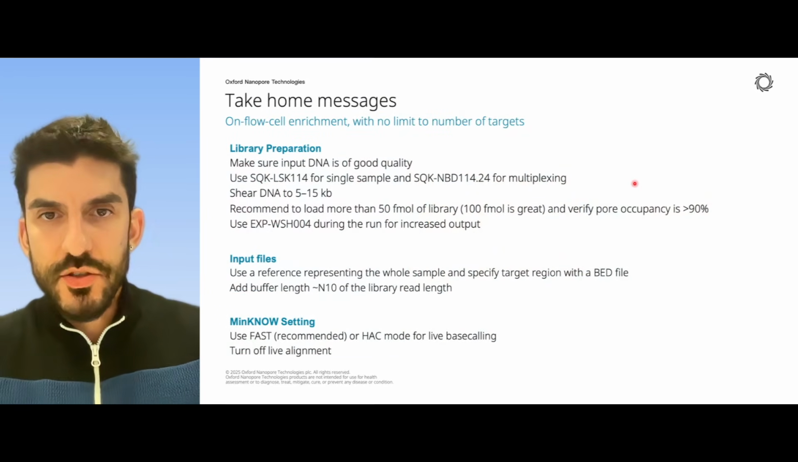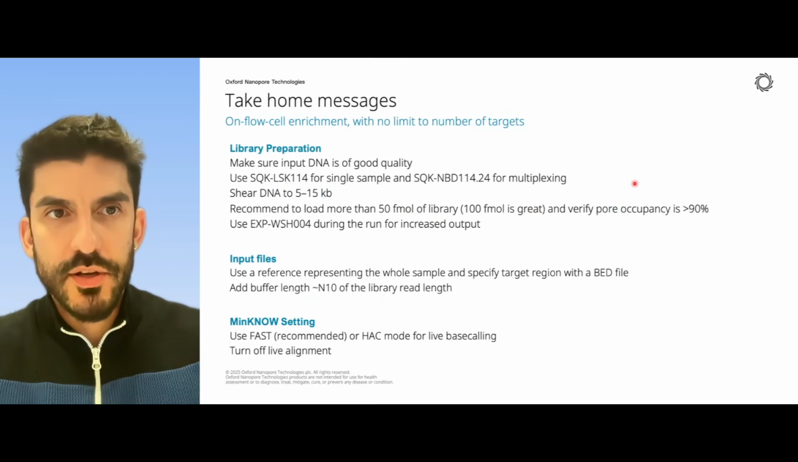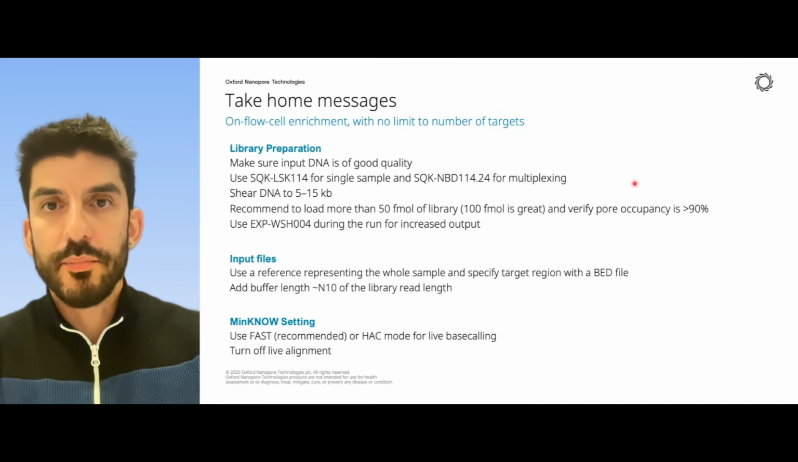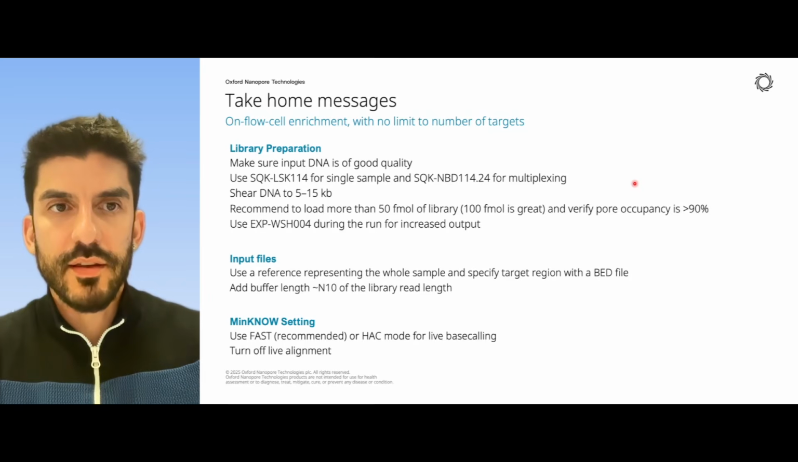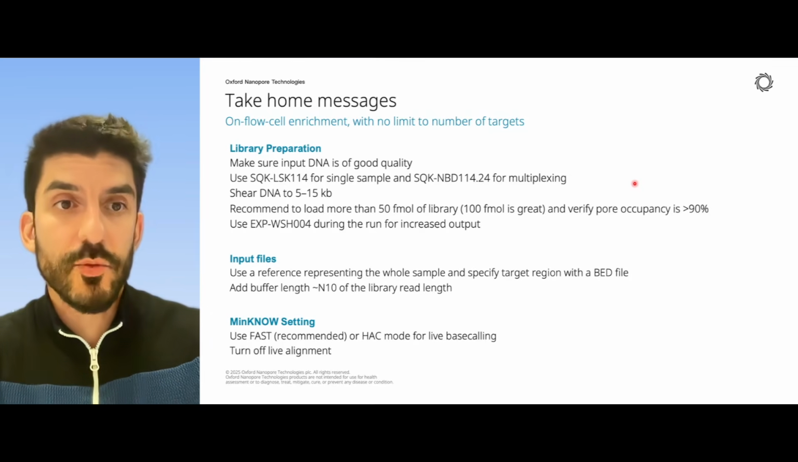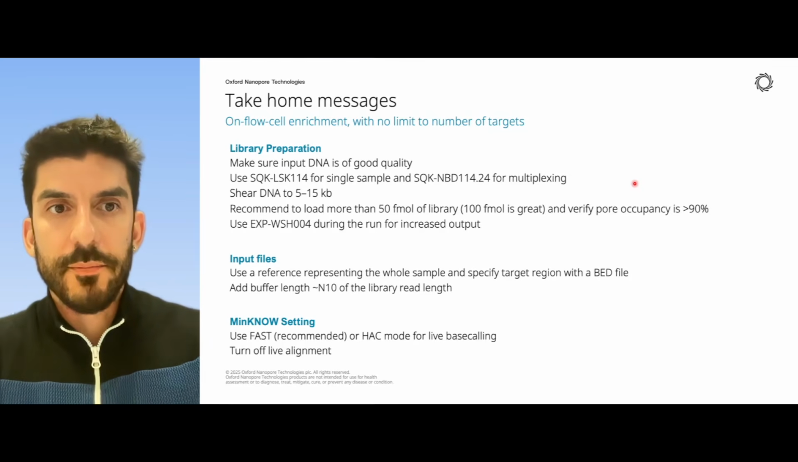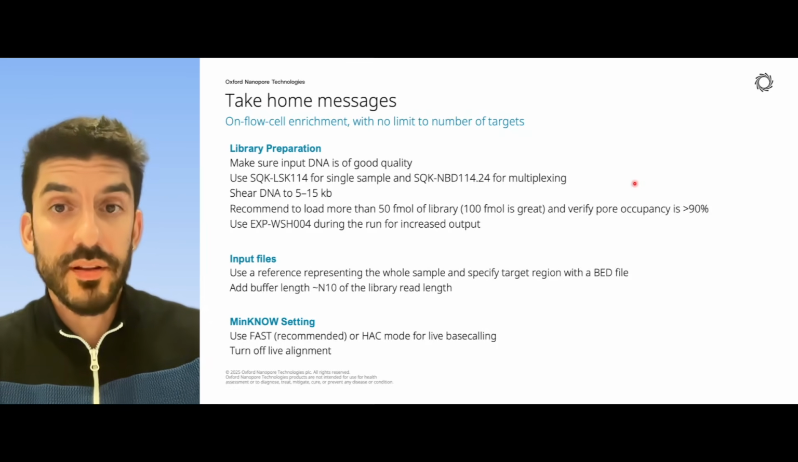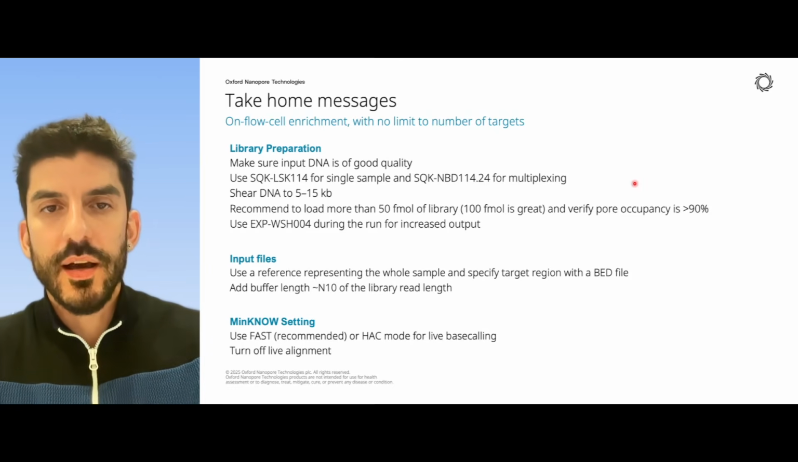So the take-home messages from this presentation are mainly regarding library preparation and the input preparation that you need to do an adaptive sampling run. The most important thing is to make sure you have good quality DNA to start with, and then take into consideration what we talked about regarding DNA length and how to target and how to build a bed file and how to buffer the bed file appropriately to the DNA length that one has chosen.